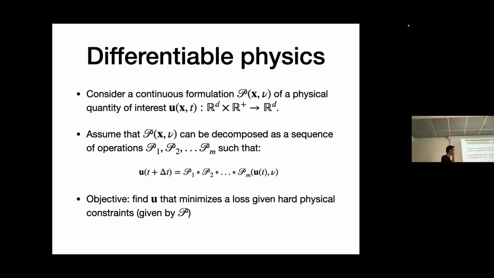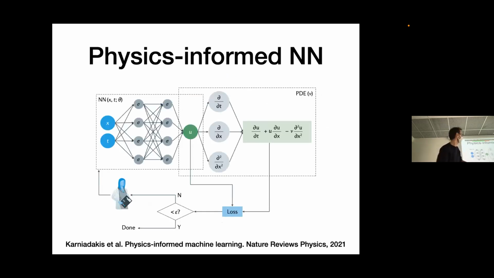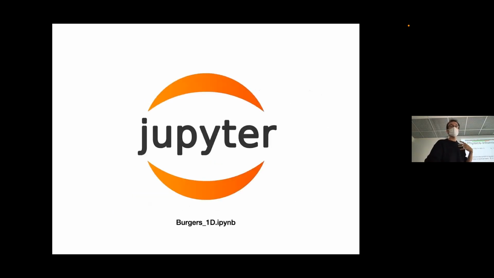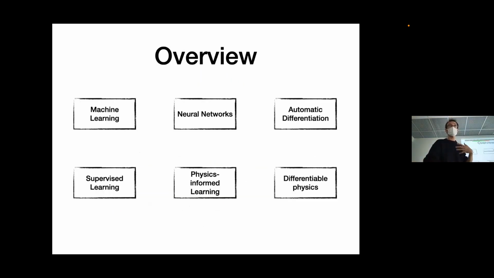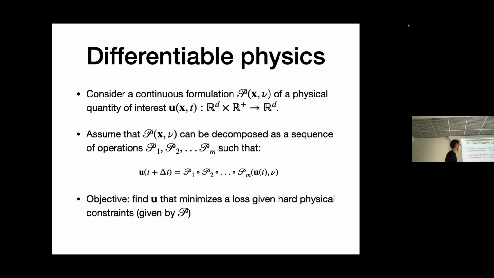So the problem is then to find U that minimizes the loss given a hard physical constraint, because you will force it to follow the equation using P. Basically what you do is you have your input data, and you provide, for instance, an estimate of the initial condition using a neural network. So in this sense, you can have a first estimate. And then from the initial condition, you force it to follow exactly the physical equation.